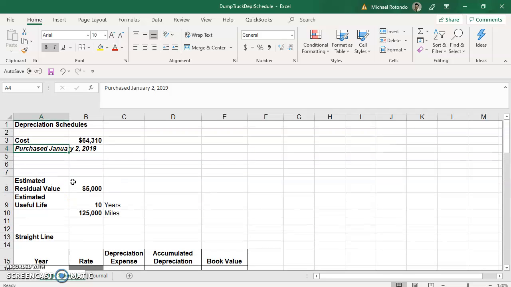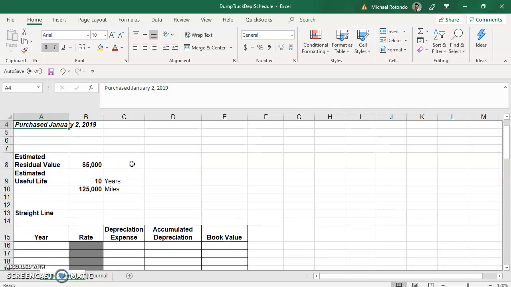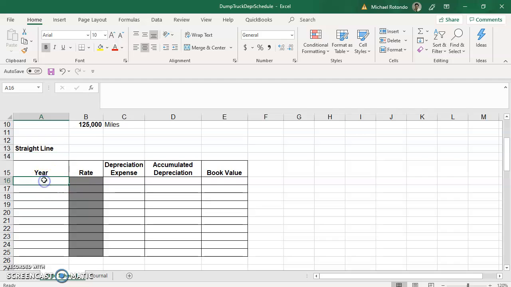So in order to do the straight line method, it's the easiest one and the one used by about 3/4 of American companies for their book depreciation because it's easy to do. So what we're going to look at is the 10 years first. So our year is 2019, 2020. And on Excel, you may know you can create a series and then you can just use the autofill.